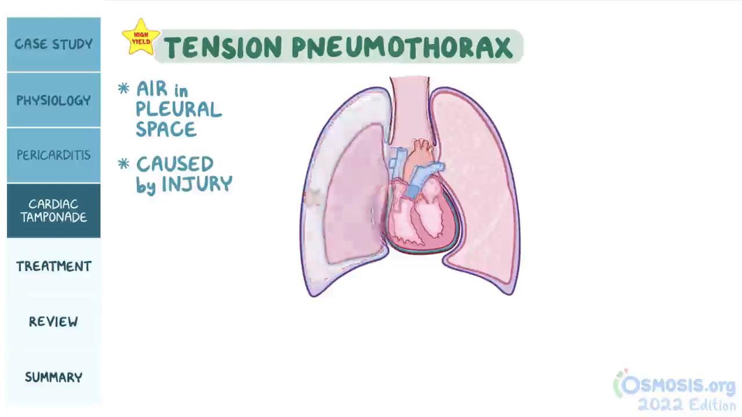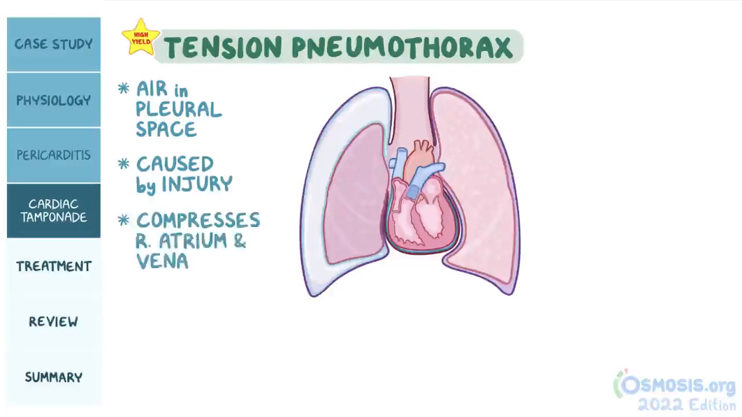The air builds up in the pleural space, causing it to expand and compress the right atrium of the heart and the vena cava. This decreases venous return and cardiac output, resulting in hypotension similar to tamponade.